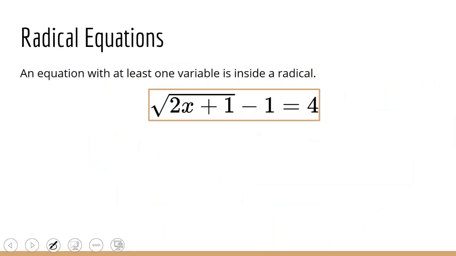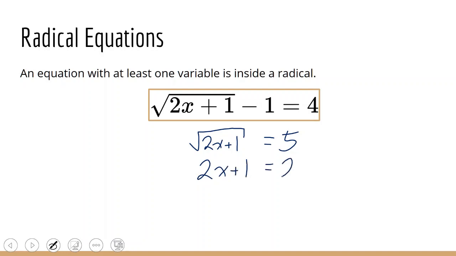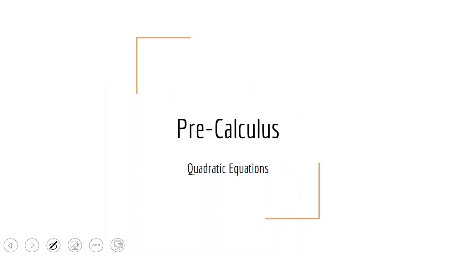Okay. And then lastly, we have something called radical equations, which use a root instead of a power. For instance, to solve something like this, first I would go ahead and get the root on one side and isolate that. And then let's go ahead and square both sides. And then this is fairly easy to solve for x. Okay. And that is our section on quadratic equations.